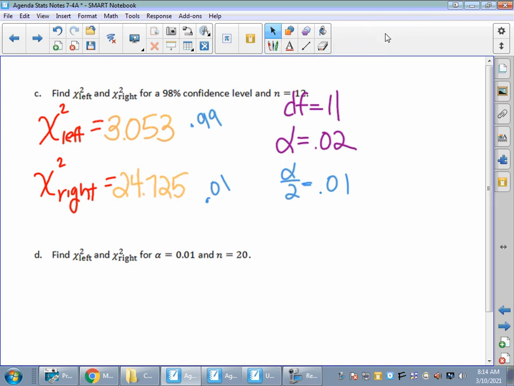All right, I think we're good. Hopefully you've got this figured out. It's not super tricky, but you just need to be careful about the alpha over 2.